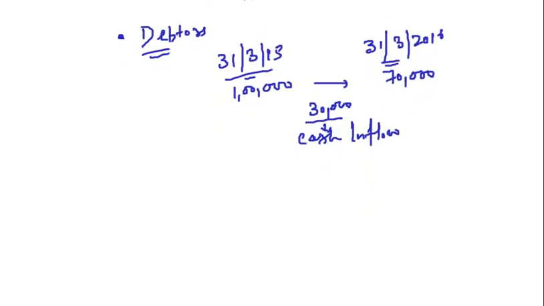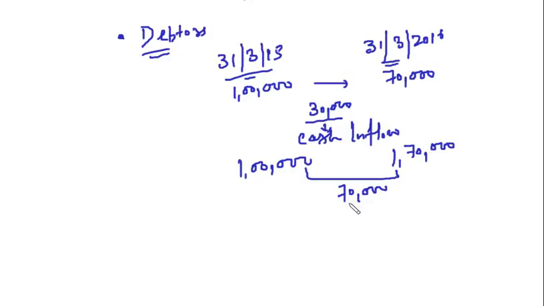Now, if you have debtors of 1 lakh and here your debtors have increased to 1,70,000, if there is an increase of rupees 70,000, what does this imply? You have sold the goods, more by 70,000. You haven't recovered the money from the debtors. Your debtors have increased from 1 lakh to 1,70,000.